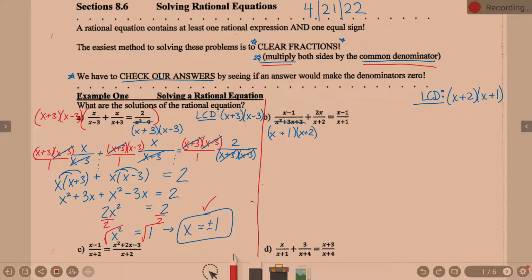What's this mean I'm doing here? If my least common denominator would be x plus 2, x plus 1, I'm not getting a common denominator. What am I doing with that common denominator? Multiplying by it. Yep. And I'm going to write this one afterwards. We're going to multiply by x plus 2, x plus 1.